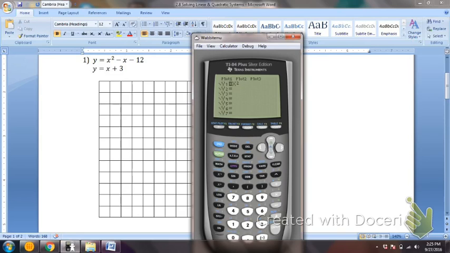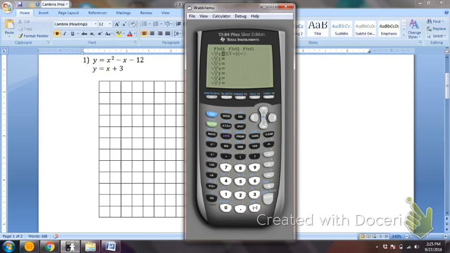X squared, you need to do the subtraction sign. Minus x, next to the green button. The x is next to the green button. So x squared minus x, not negative, but subtract x, minus 12. Okay, so you have the first one there.